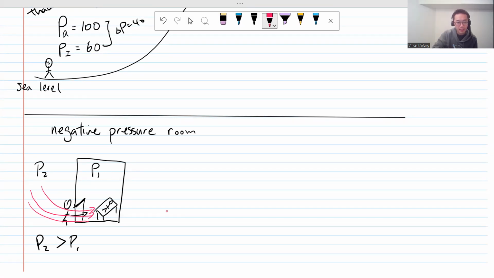Why do we need to keep the person in a negative pressure room? Any suggestions, ideas?